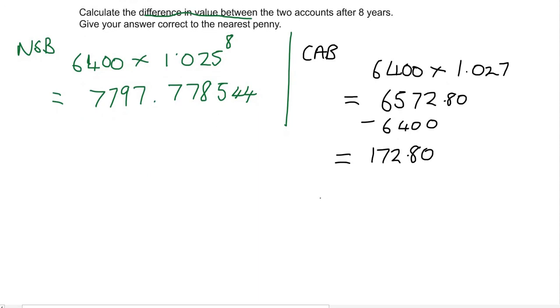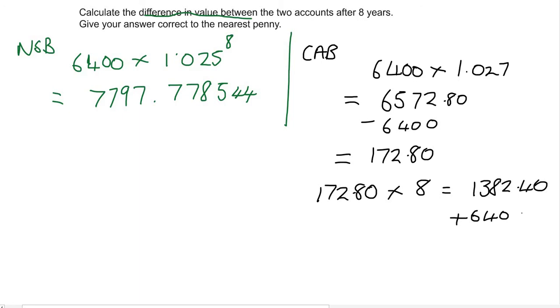Now what we're going to do is times this by 8 to give us our total interest, which is £1,382.40. Okay, now we just have to add on our original 6,400 and we get this, £7,782.40.